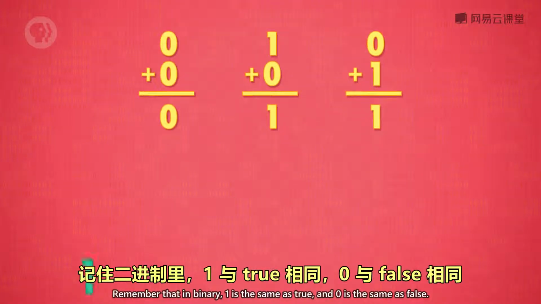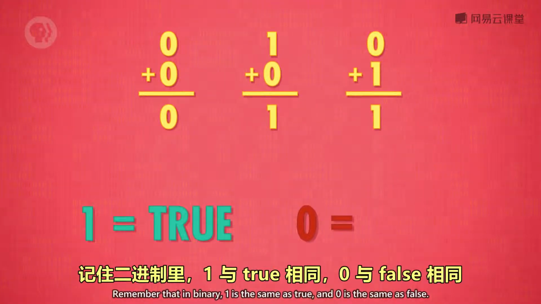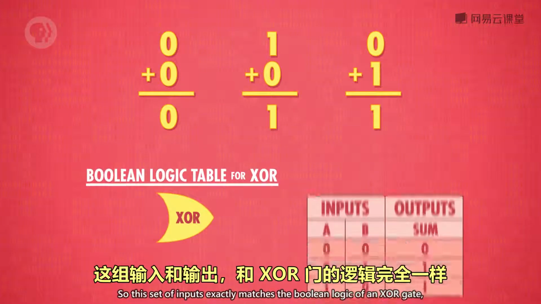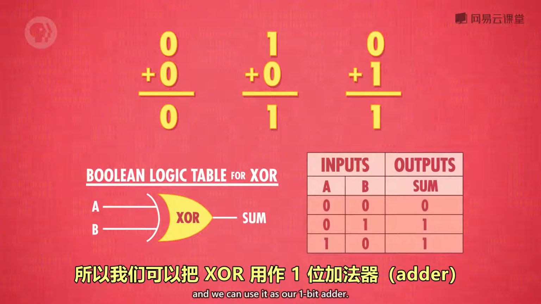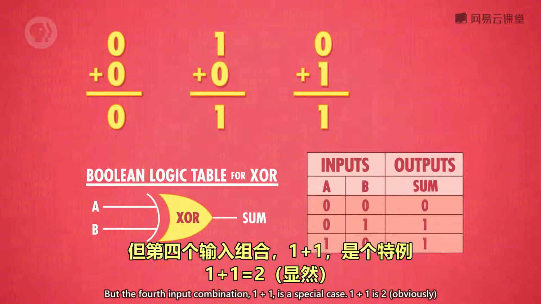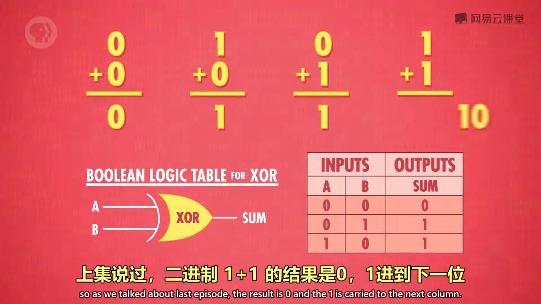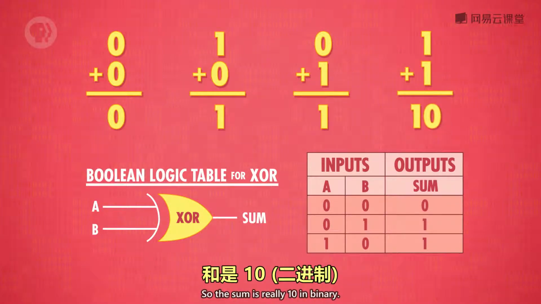Remember that in binary, 1 is the same as true, and 0 is the same as false. So this set of inputs exactly matches the Boolean logic of an XOR gate, and we can use it as our one-bit adder. But the fourth input combination, 1 plus 1, is a special case. 1 plus 1 is 2, obviously, but there's no two-digit in binary. So as we talked about last episode, the result is 0, and the 1 is carried to the next column. So the sum is really 1, 0 in binary.